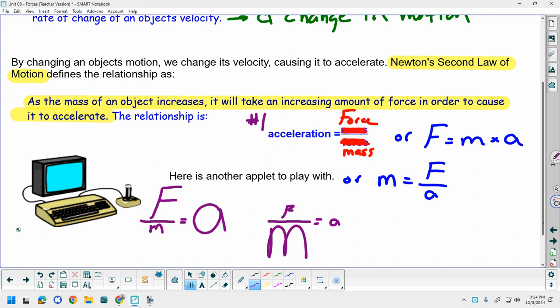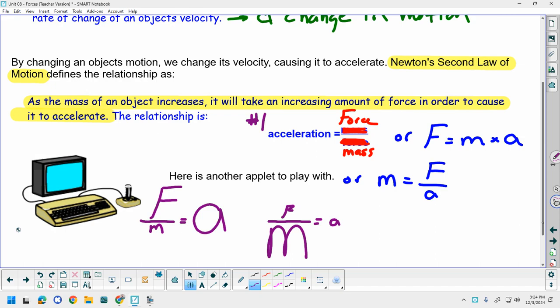As we're getting into our Great Balloon Race Challenge here next week or so, think about Newton's second law and what it's telling us. Which of those two scenarios do you want in your balloon racer? Big force applied to a small mass or a small force applied to a big mass? What's going to give you the best chance to win that competition?